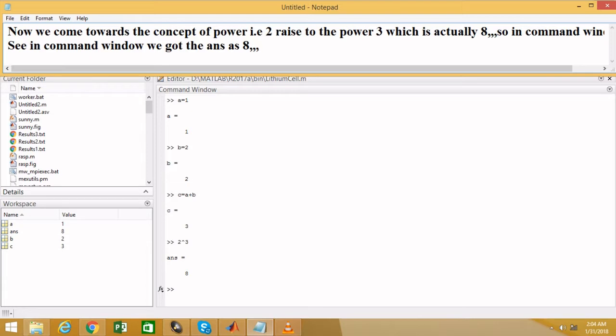Now we come towards the concept of power, that is 2 raised to the power 3, which is actually, so in the command window, we got the answer as 8.